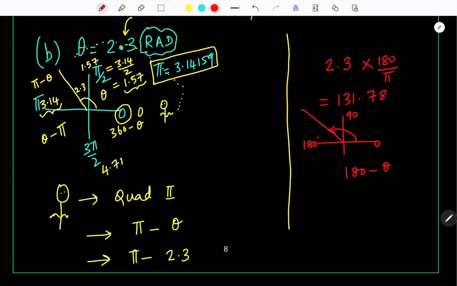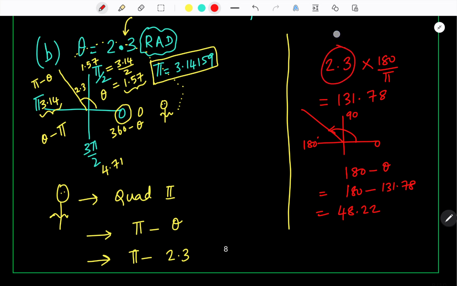So normally we are going with the radian. But here we will do 180 minus theta, you can do it, no problem. So 180 minus 131.78, which is equal to, I got a decimal, 48.22. Actually, this is in degrees.